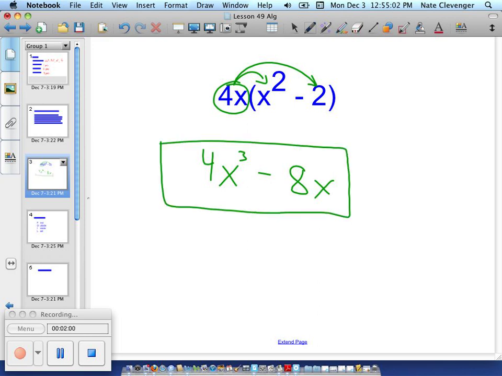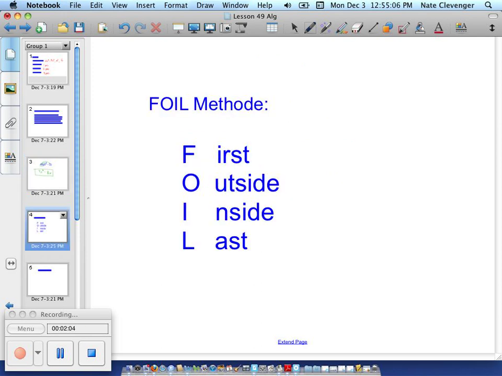We're just going to take it a step farther and use this method called the FOIL method. Do write this down. This is a much easier process than remembering that long wordy piece.